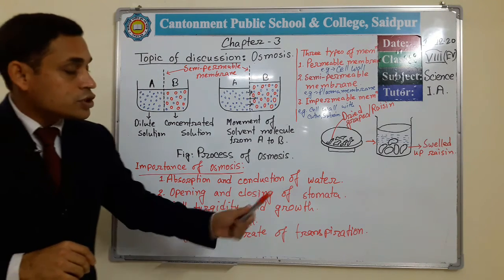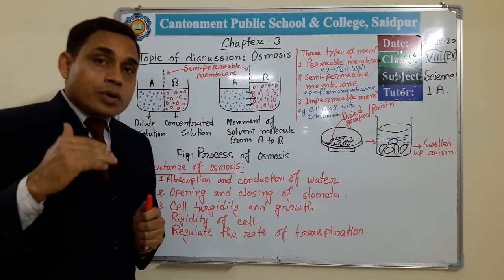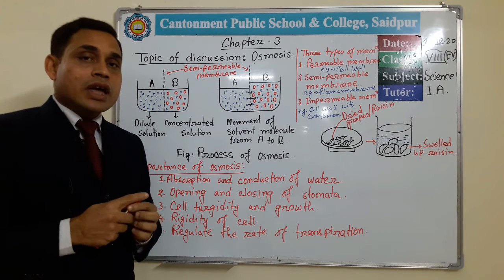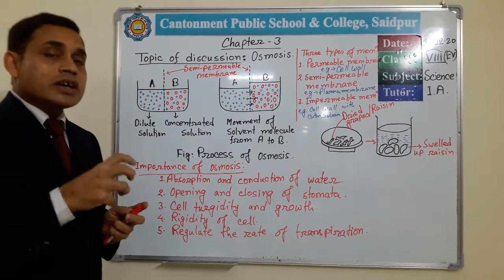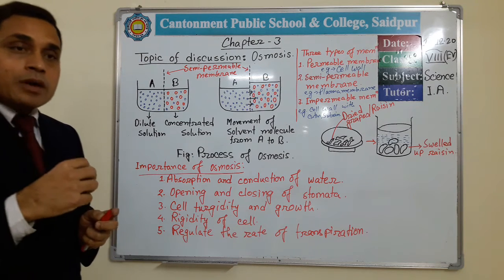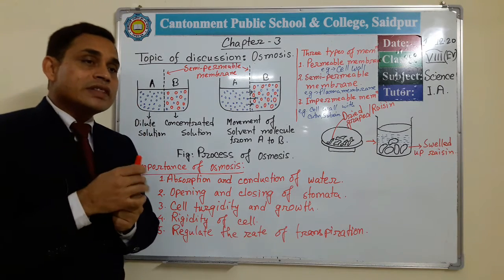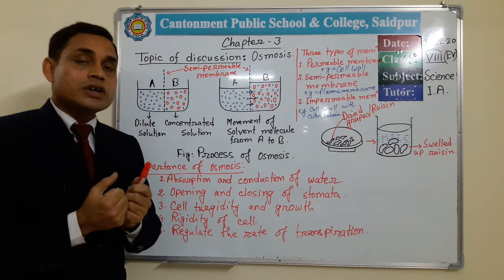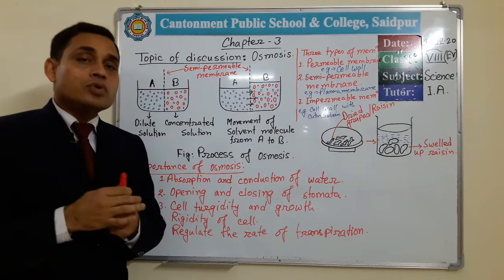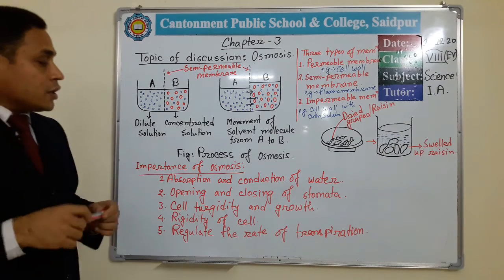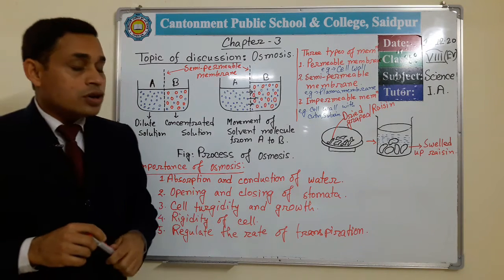Then opening and closing of stomata. As you know, this osmosis process maintains the rigidity and the water level of the leaf, and in daytime different types of chemical substances become active, and the water is absorbed through the root hair from the soil, and it comes into the leaf. As the water comes into the leaf, the guard cells become turgid. That means by absorbing water they swell up, and as they swell up they take their normal shape, and finally the gap which is present between two guard cells opens. So in this way osmosis plays an important role in opening and closing of stomata.